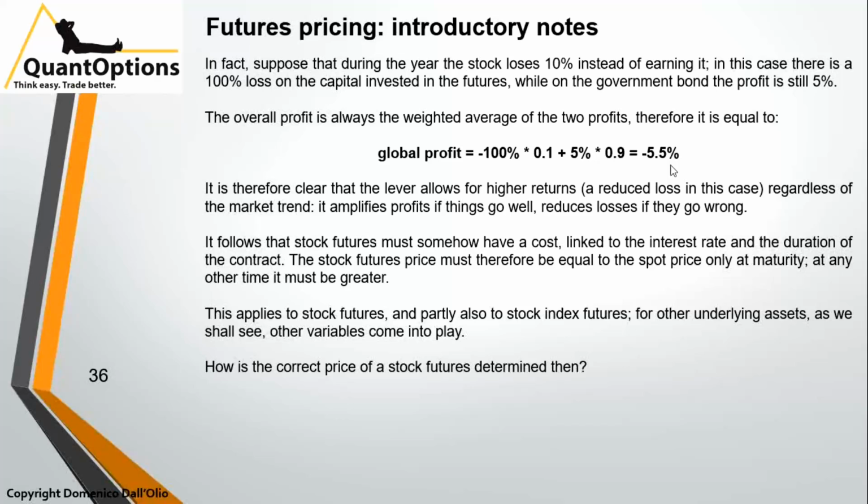It follows that stock futures must somehow have a cost linked to the interest rate and the duration of the contract. The stock futures price must therefore be equal to the spot price only at maturity. At any other time, it must be greater. This applies to stock futures and partly also to stock index futures. But for other underlying assets, as we shall see, other variables come into play.